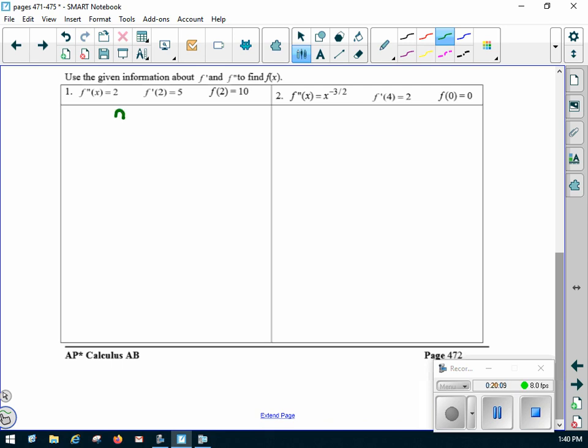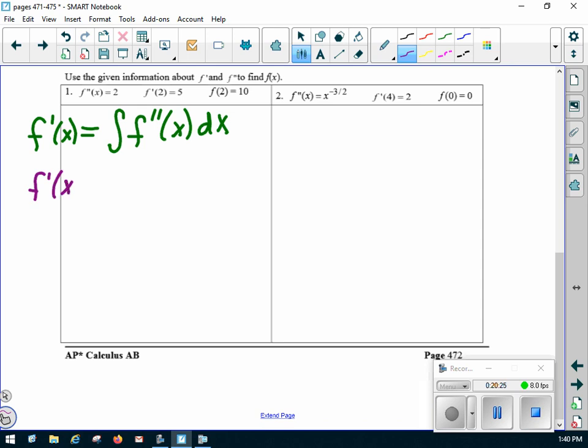If I integrate f double prime, don't write this down, what do I get? I get f prime, right? So let's write this down. F prime of x will be the integral of f double prime, which is 2, dx. Well, what is the integral of 2 dx? 2x plus c.